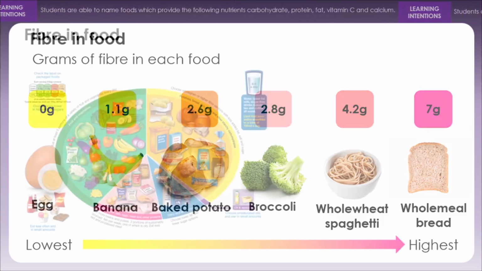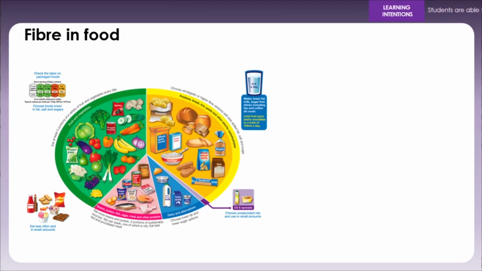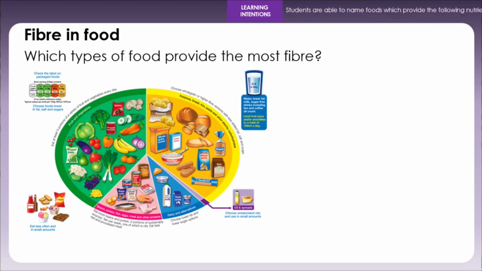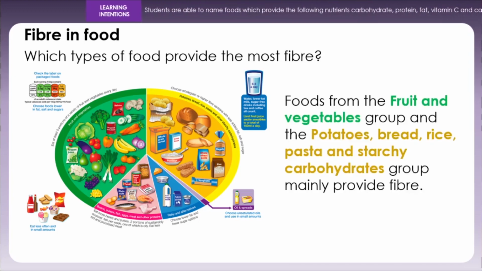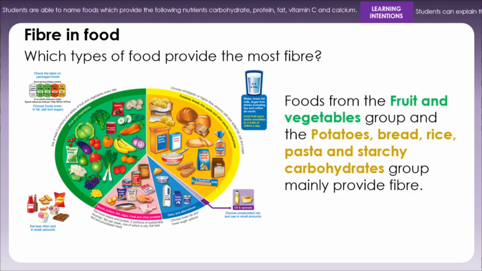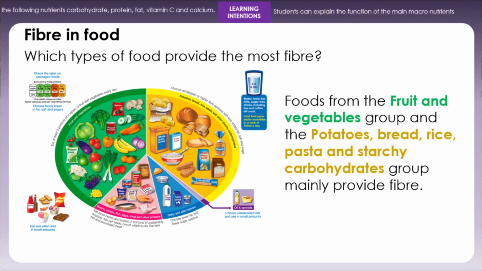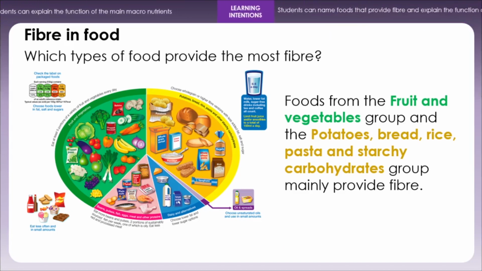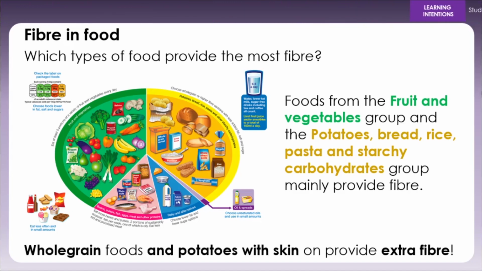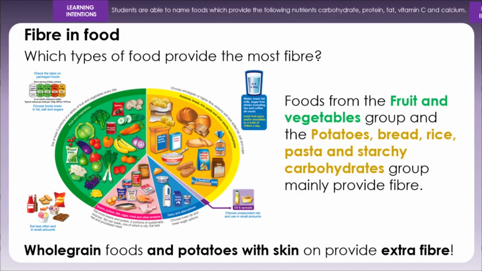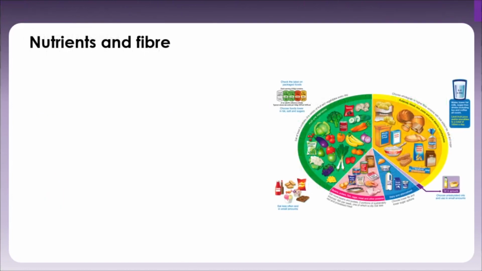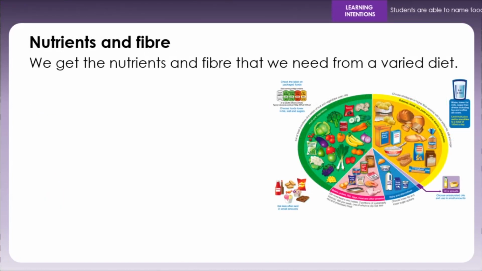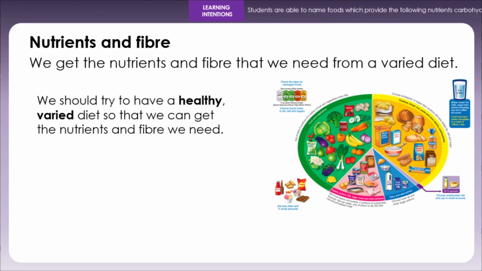So which types of food provide the most fibre? Foods from the fruit and vegetables group of the Eat Well guide and foods from the potato, bread, rice, pasta and other starchy carbohydrates group mainly provide the fibre. Whole grain foods and potatoes with the skin on provide extra fibre. We get nutrients and fibre that we need from a varied diet. We should try to have a healthy varied diet so that we can get the nutrients and fibre we need.